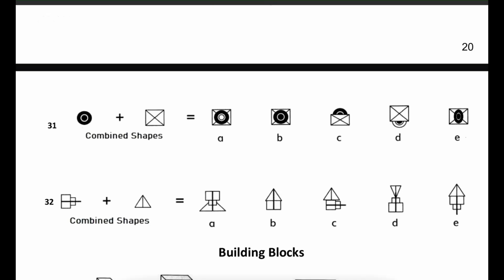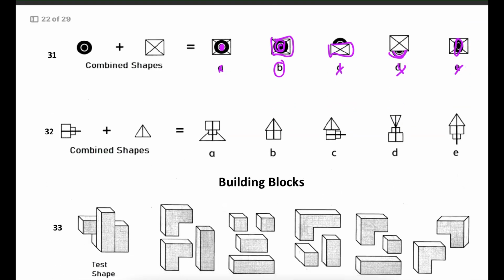Question 31. So the answer here is B because we've got this circle with the square with the diagonal lines. Not A because the inside bit here is white. Not C because this is a rectangle, not square. Not D because this part is not black. And not E because this is now an oval instead of a circle.